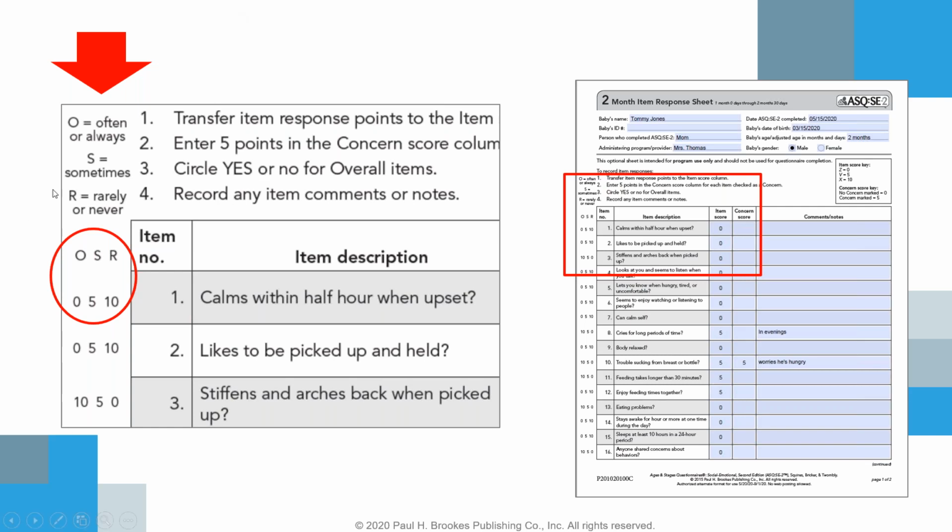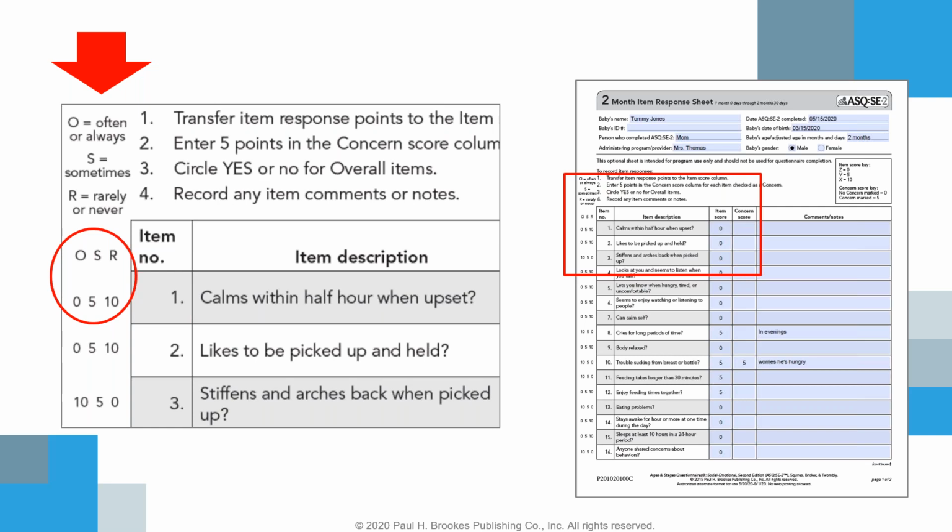For the special release, you'll see over here on the left-hand side, we added some coding to help professionals score the item. As you know, the scoring varies on ASQ SE2, depending on whether the item is asking about a competence or a problem behavior. The information in this left-hand margin shows the scores for the responses. With this coding at the top, the O stands for often or always, the S for sometimes, and the R for rarely or never. When you're looking at the items, if you follow the column down, you can see what the score is for that response. In number 1, which is a competence item, a response of often or always would be scored as 0 points. But if you drop down to item 3, stiffens and arches back, that is a problem behavior, so an often or always response would be scored as a 10.